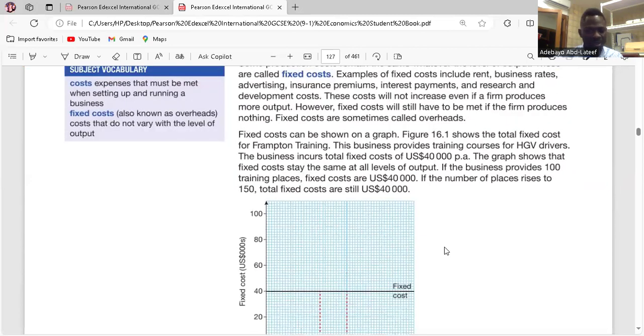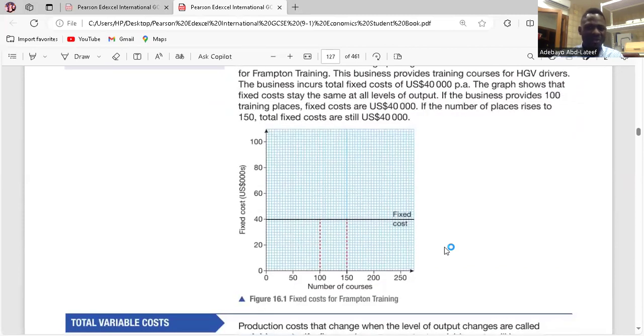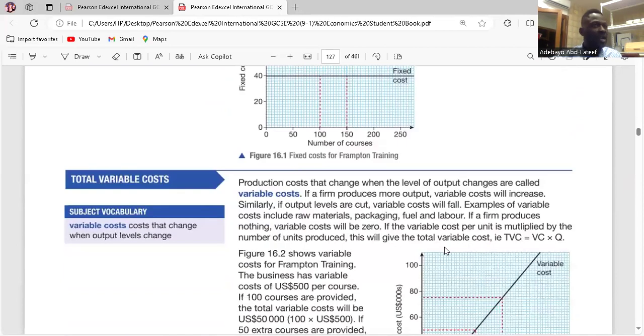Let's go down, please. I think fixed cost is clear. It is fixed cost. It's a horizontal line. Then total variable cost, TVC.